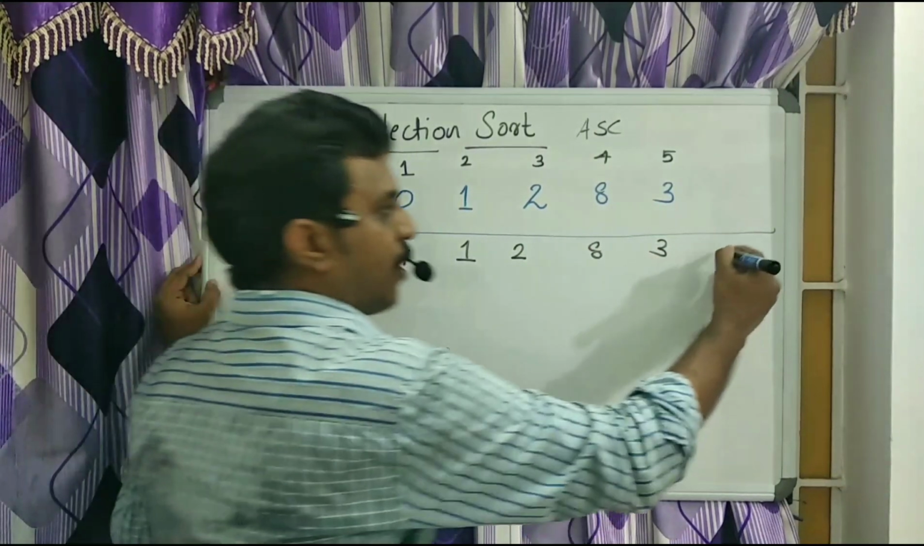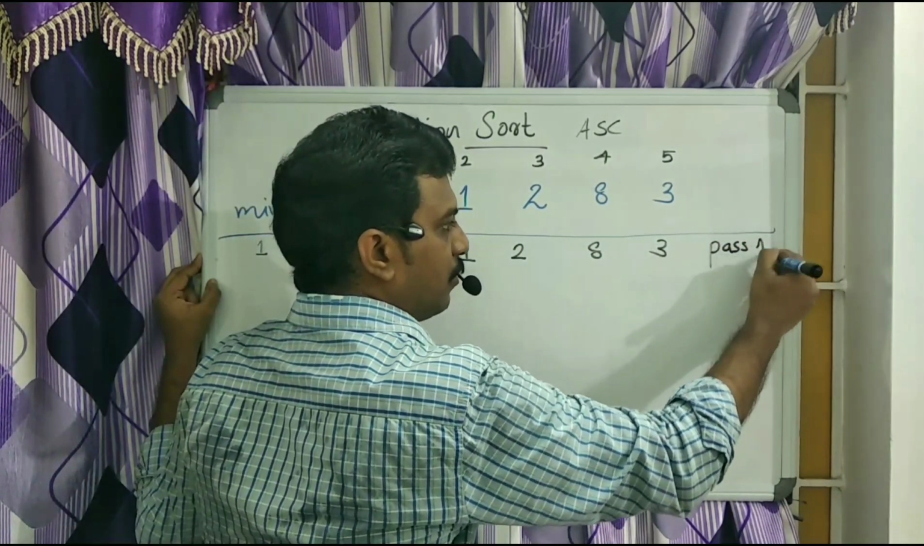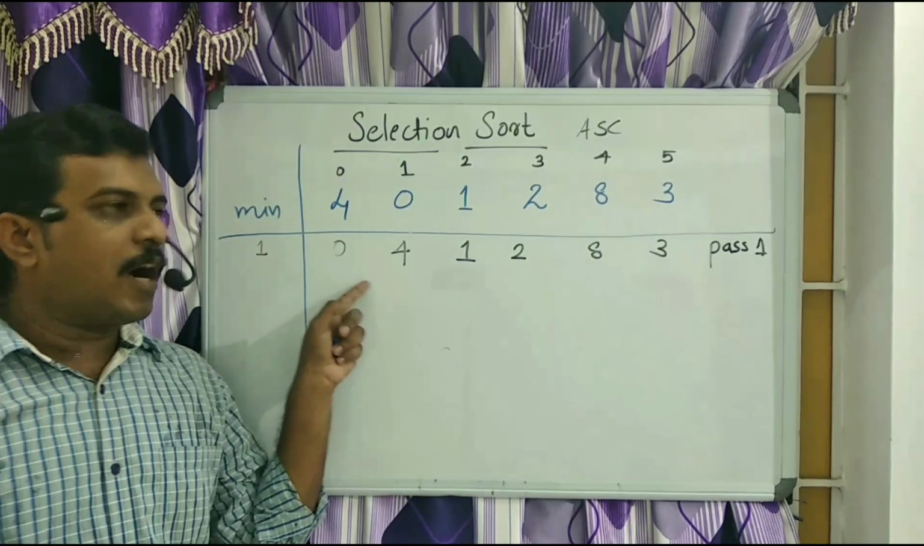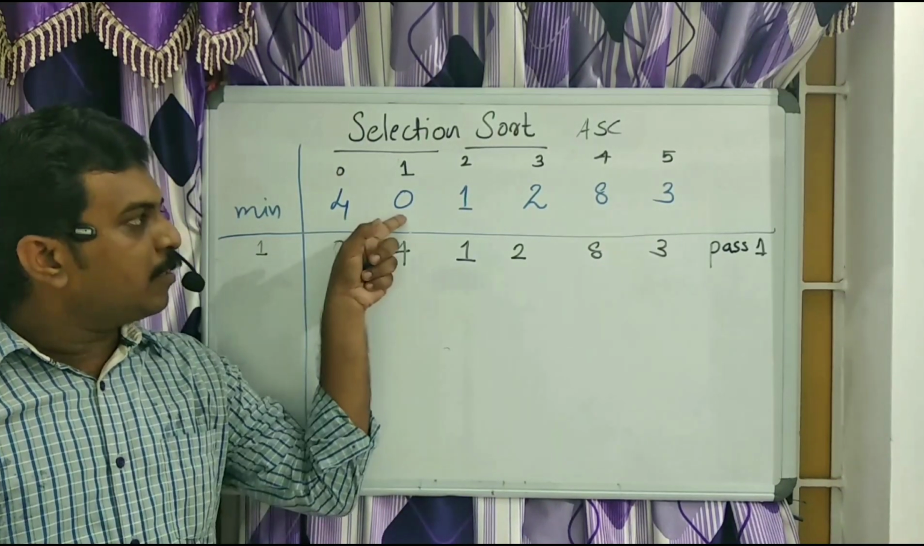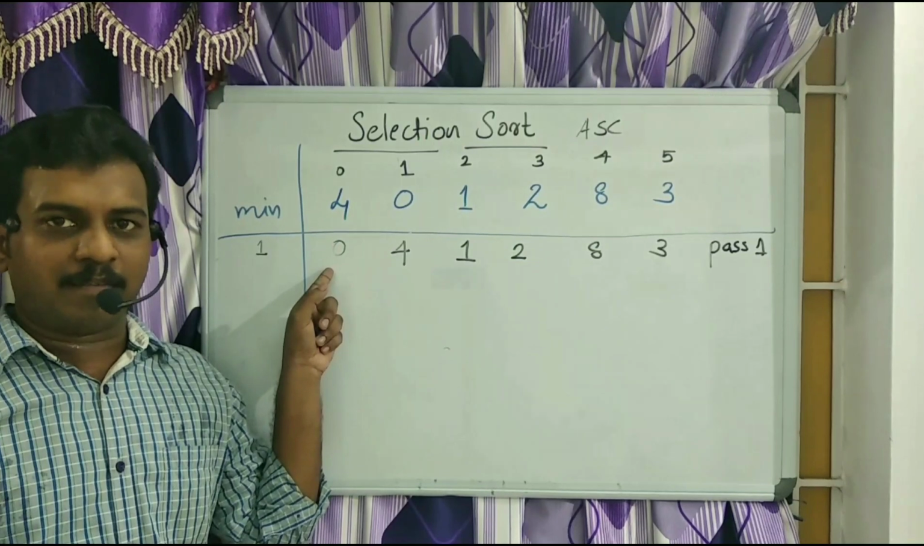This is pass 1 of selection sort. After pass 1, the smallest element will be in its exact position.